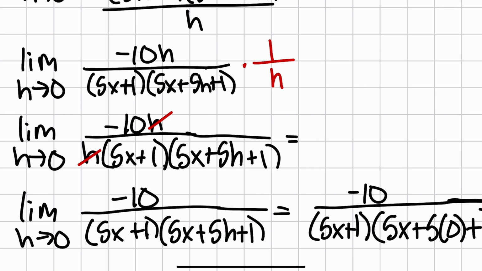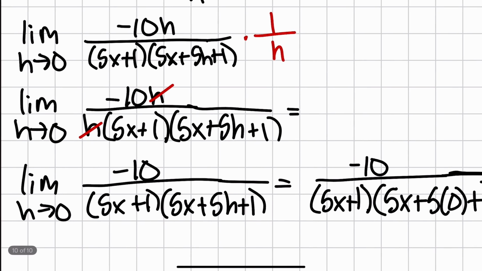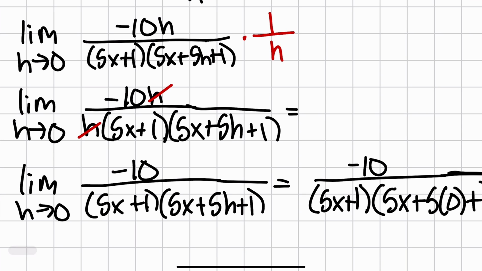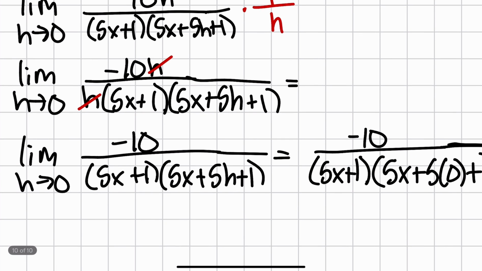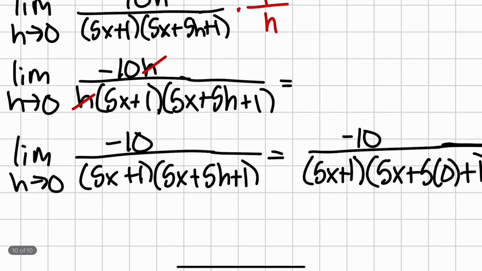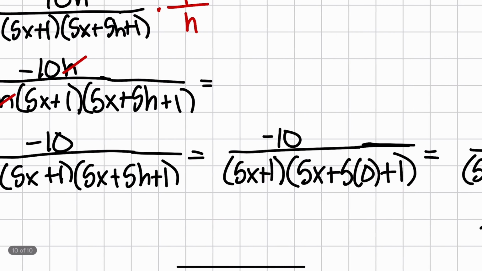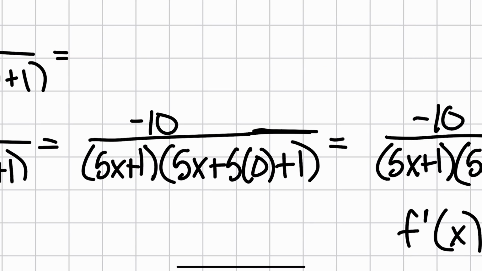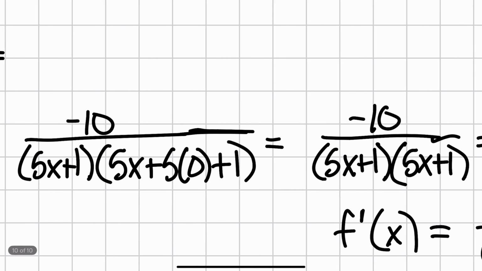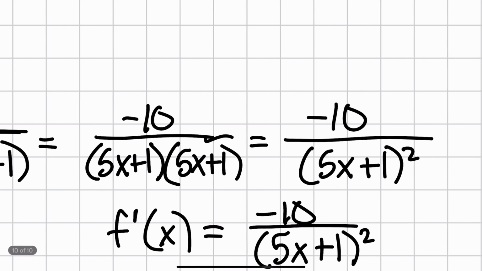What that left us with was negative 10, the limit as h approaches 0 of negative 10 over 5x plus 1 times 5x plus 5h plus 1. From here, I decided to do a direct substitution of h equals 0. The next step was negative 10 over 5x plus 1 times 5x plus 5 times 0 plus 1. And that gave me negative 10 over 5x plus 1 times 5x plus 1.